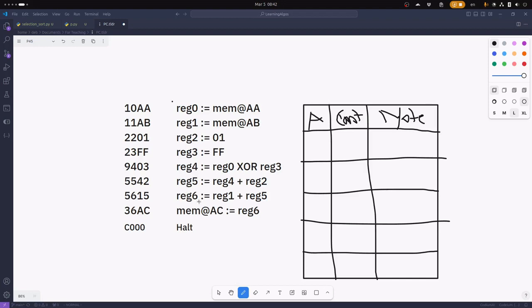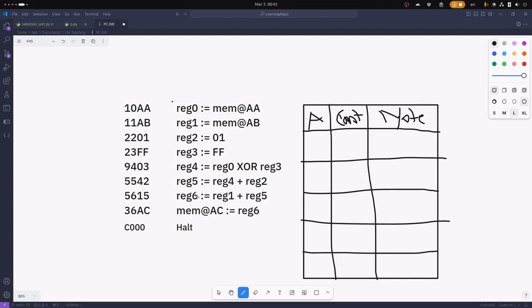See, in the next line, this is register 1 plus register 5. That means register 1 is the value of memory address AB, and the negated value of memory address A is in register 5, right? So we just added those two, and keep the result in register 6. So register 6 now holds the answer that we are looking for.